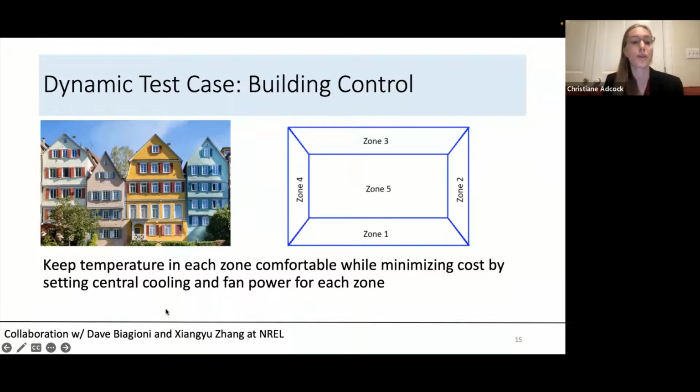For the building control case, we're talking about physical buildings like the ones you see in this image. You can split up those buildings into different zones. In building control, what you care about is keeping the temperature in each of these zones comfortable while minimizing the cost to do so by setting, for example, central cooling, and how much power you send to each fan to distribute that cool air to each of these zones.